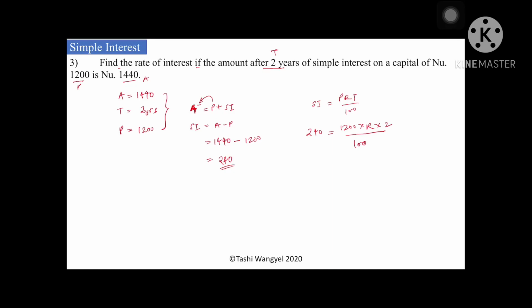So to find the rate, 240 into 100 divided by 1200 into 2. The rate is 10% per annum.